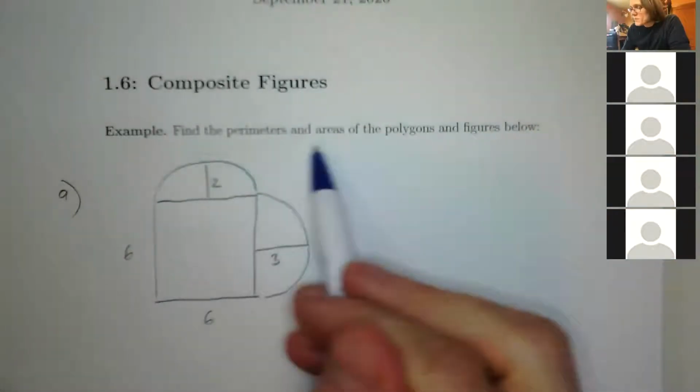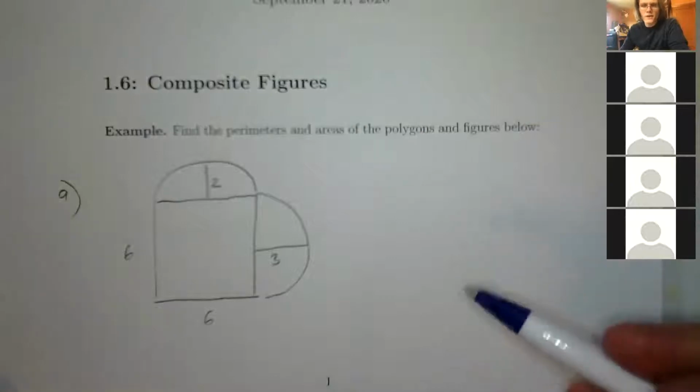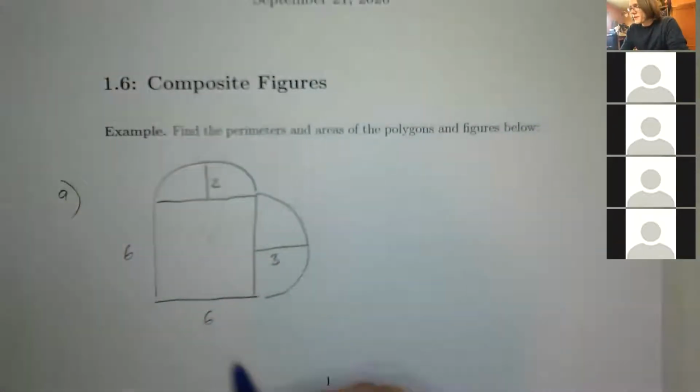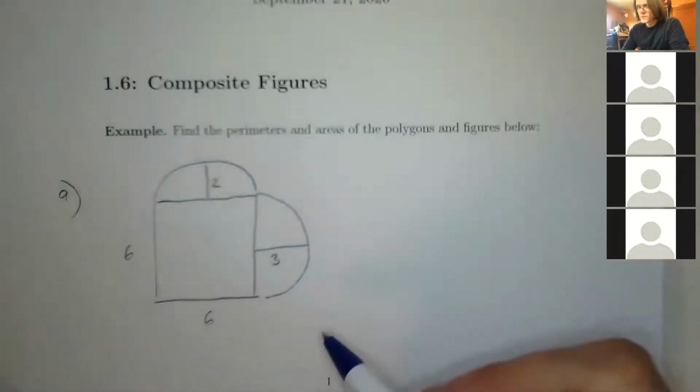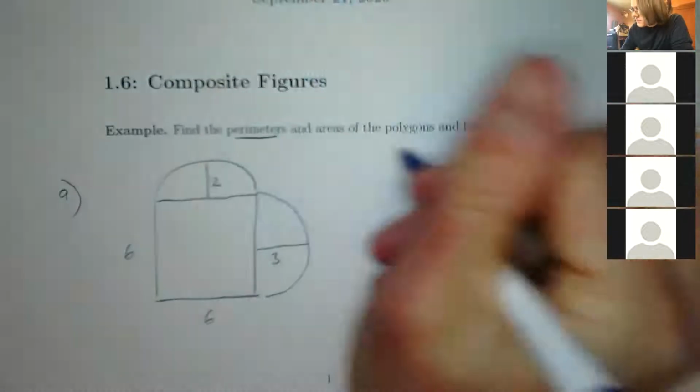So let's start. Find the perimeters and areas of the polygons and figures below. I have a couple more. I don't know if we'll do them. We might be short on time today. I want to make sure we get through all the material, so let's just do this one and see how we are. All right, so it's the perimeters and the area.